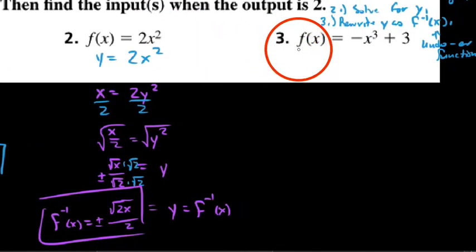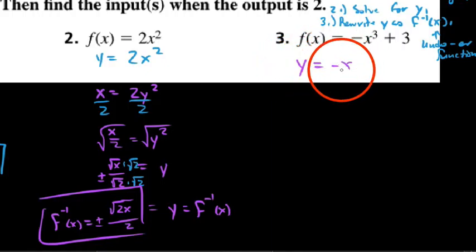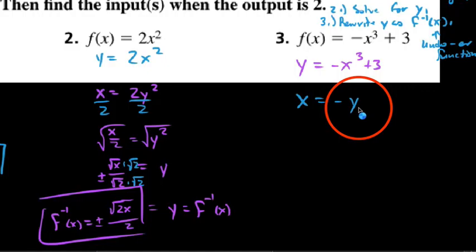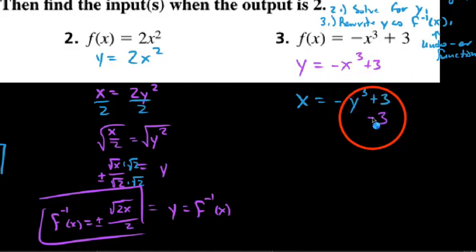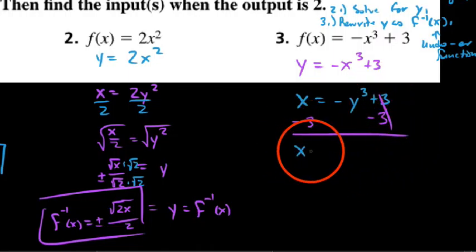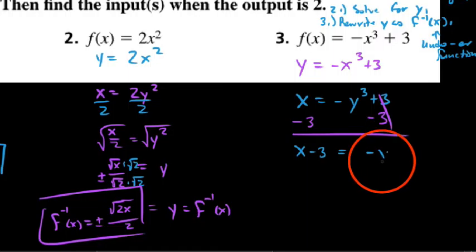What I'd like to do is take a look at number 3, f of x equals negative x cubed plus 3. So again, we're going to call this y equals negative x cubed plus 3. And start by switching our colors, because the inverse then would be x equals negative y cubed plus 3. So again, we just want to isolate the y. So let's go ahead and start by kicking things off this side, starting with the 3 here. So we have x minus 3 equals negative y cubed.